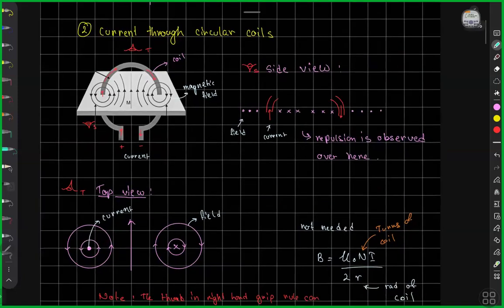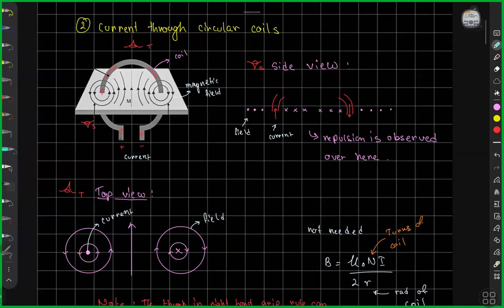Next one. This is another setup. I'm just showing you a setup, nothing else. Give me a moment. I'm going to drink some water.